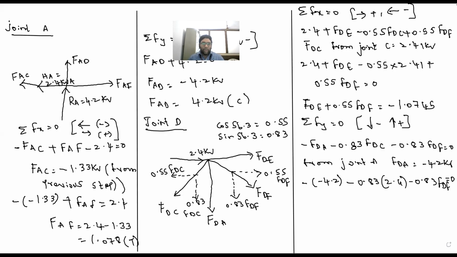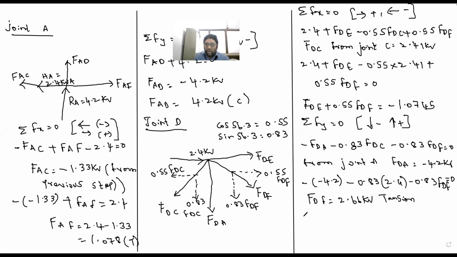What is the value of FDF and what is it, compression or tension? That's what we need to say. Is it compression or tension? FDF. Yes, 2.66. FDF is equal to 2.66 kilonewton tension.